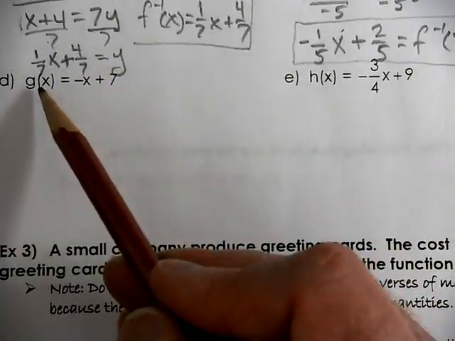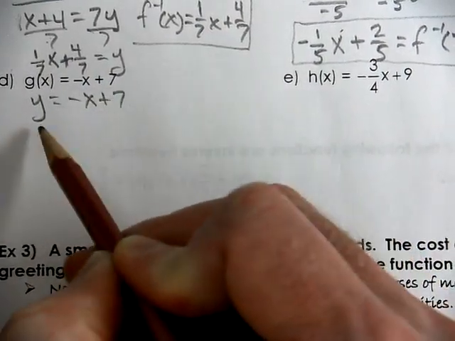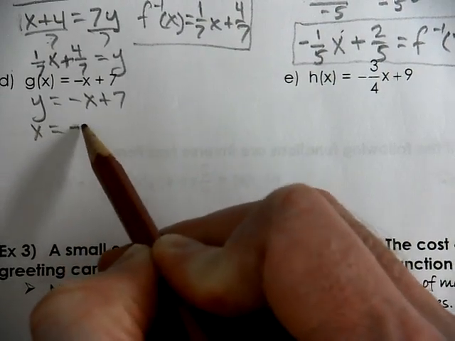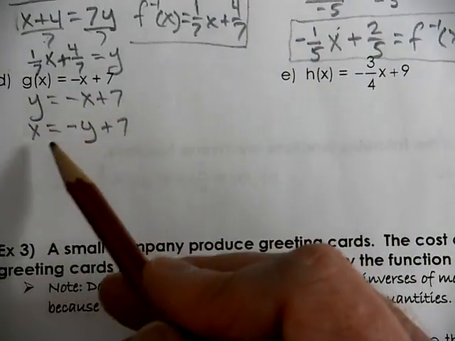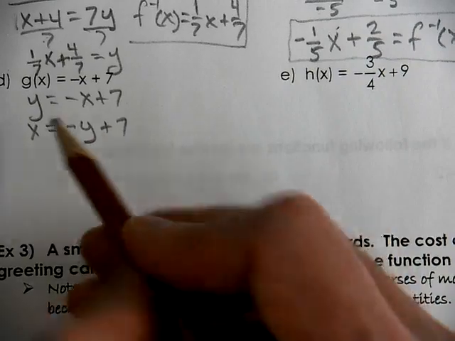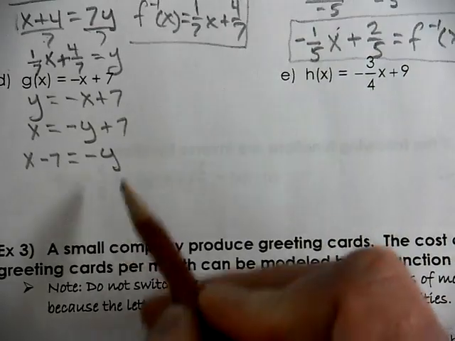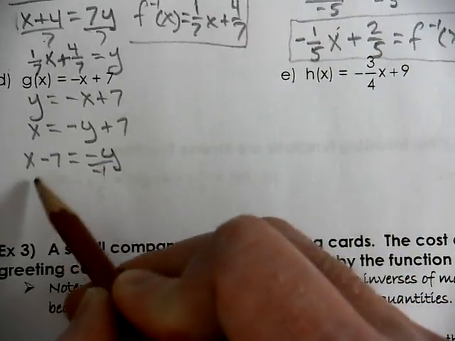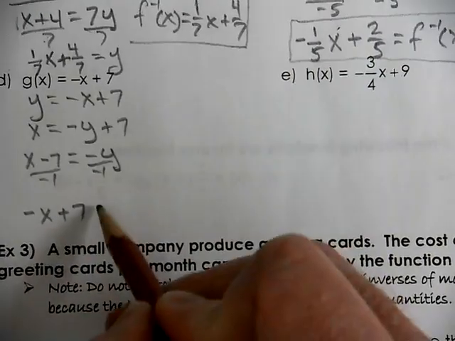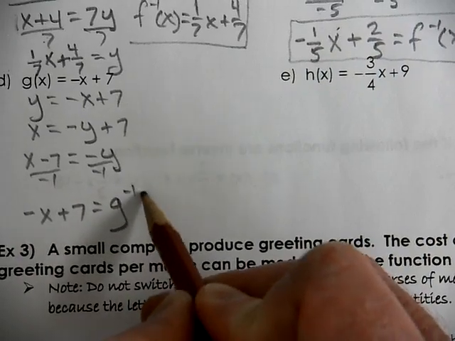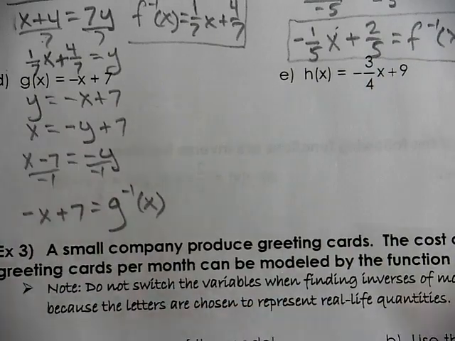Notice how this one is g. We're still going to start out with y. And we'll switch our x and the y, but notice what happens. Only the x switches, not the negative with it. Subtract the 7 across. Then when we try to divide by a negative, that gives us negative x, positive 7, and that's going to be g inverse of x, because our original function was named g.